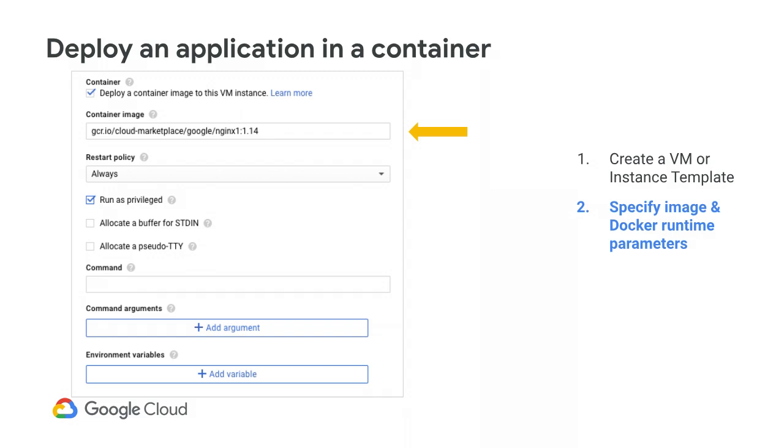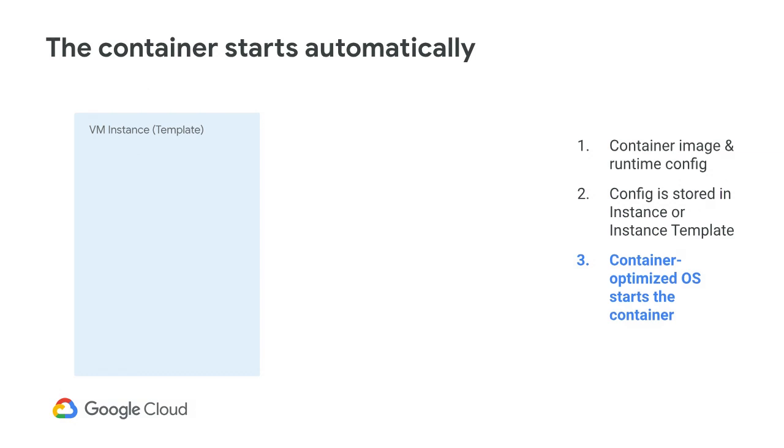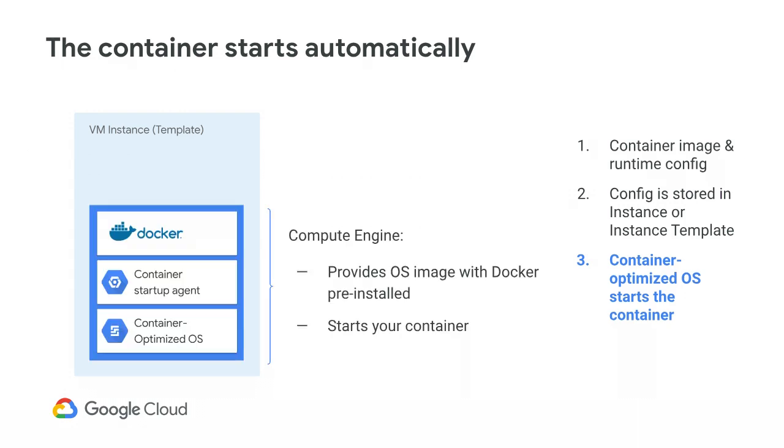And what happens is that Compute Engine will create a virtual machine based on the container-optimized operating system image, which already has Docker and a container startup agent pre-installed. And it will boot your container on VM start automatically. You don't need to write any startup script. And on top of that, whenever you create a new machine, you could use the latest version of the container image with all of the updates and security patches that are managed by Google.